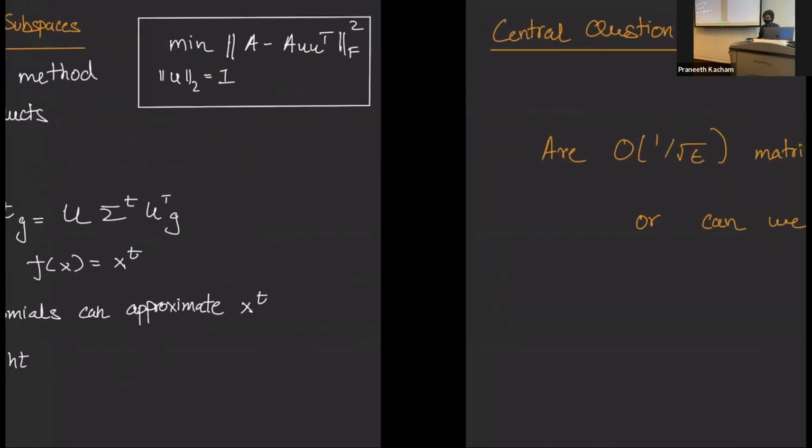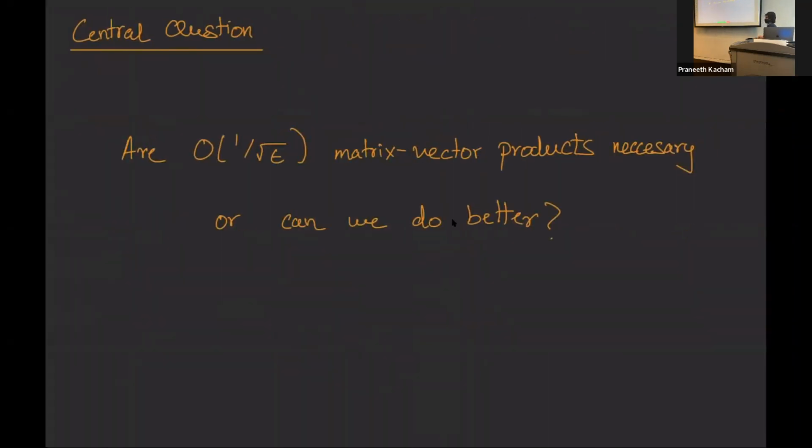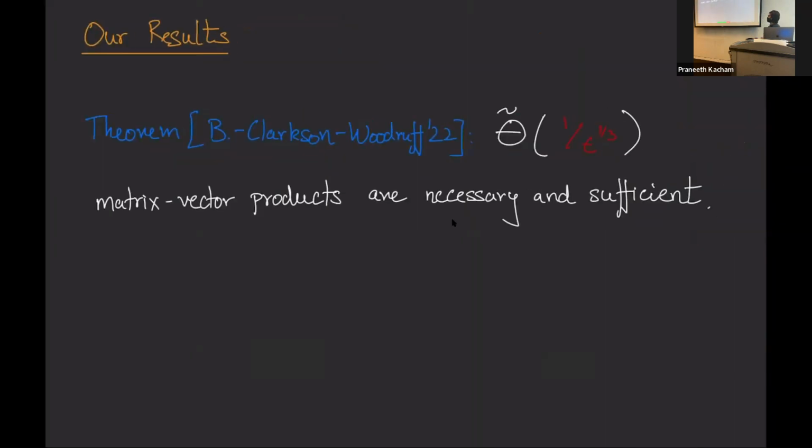Let me go on to the central question that we are asking. We saw an algorithm that gets O of 1 over root epsilon matrix vector products. Is this necessary, or can we do better to solve this problem? The answer to this question is spoiled by the title of the talk. In particular, our main result is that 1 over epsilon to the 1/3, or 1 over cube root epsilon, matrix vector products are necessary and sufficient. That's the main result for this k equals 1 toy problem, where you're trying to find a single vector.